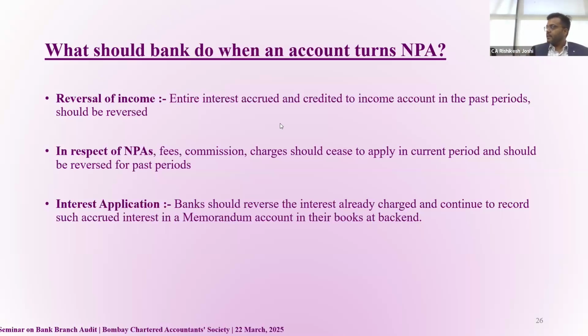So what kind of things will it indicate? Firstly, the date of NPA should not be changed. Ideally, if an account became substandard last year, it should have become a DB1 right now. But since they've changed the date, it is still shown as substandard only, and it has not changed its categorization to DB1. So such cases you have to be very mindful of.